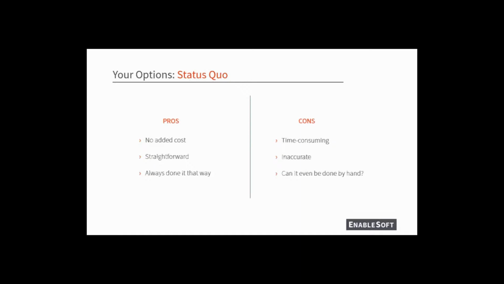So your options, to go a little more in-depth versus the slide that we just looked at. Your options: status quo, that's a nice way of saying just kind of manually entering data, those manual unstructured processes that we talked about. The pros here, there's no added cost. You're already doing these things now by hand. It's very straightforward. The person that's doing this job can probably continue to do the job without any additional education or training, and you've always done it that way.